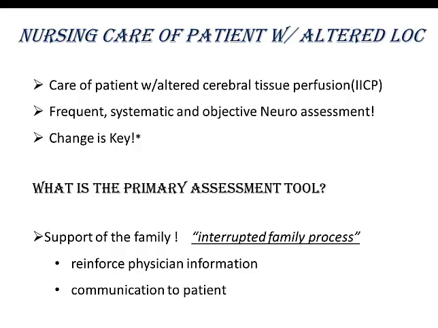Keep in mind frequent, systematic, and objective neuroassessments are a must, and that recognizing change is key. So what is the primary assessment tool? The Glasgow Coma Scale, GCS, is the most commonly used. There are other tools, but just be sure to be using the same one from shift to shift.